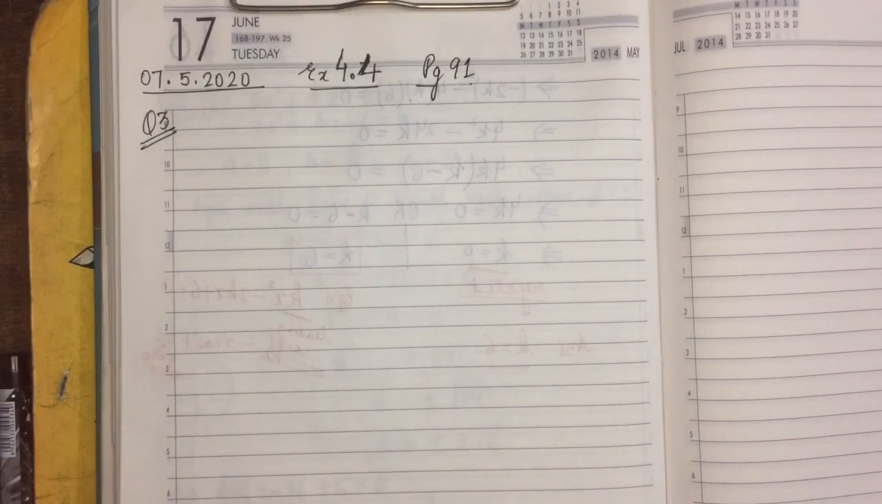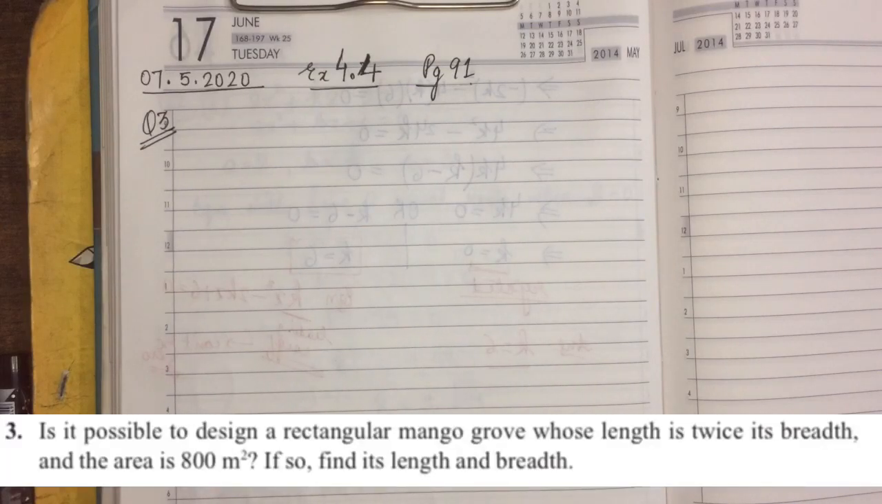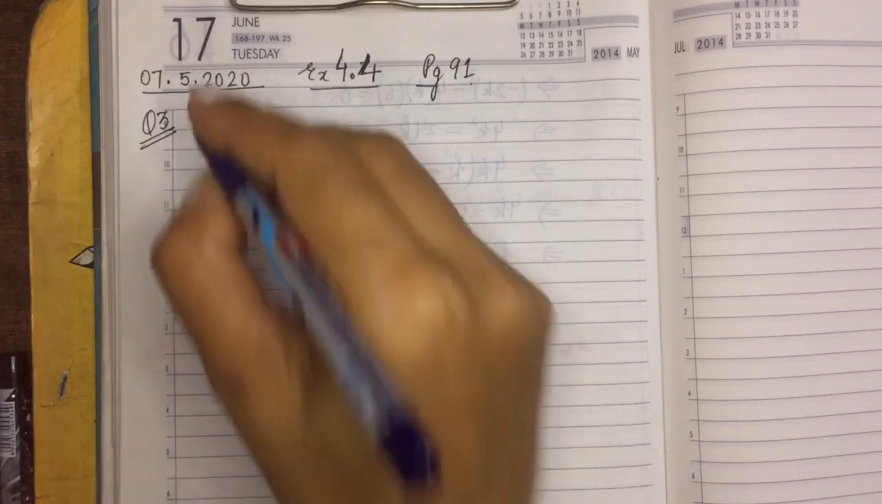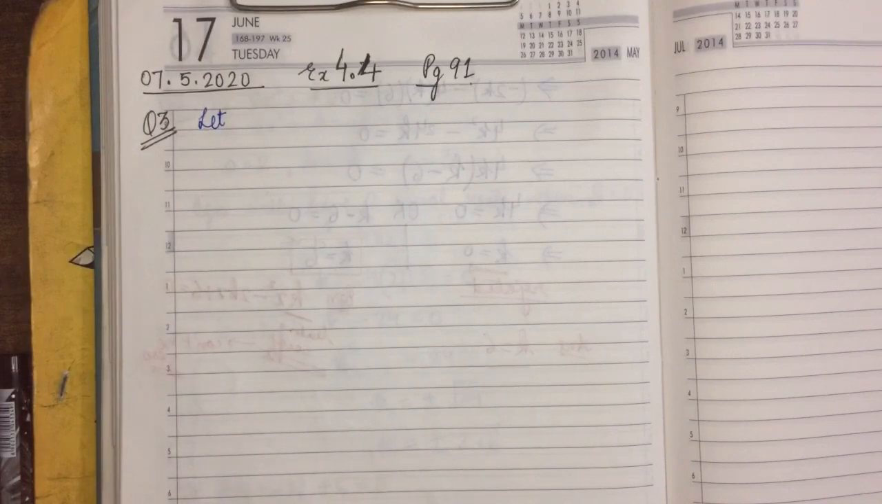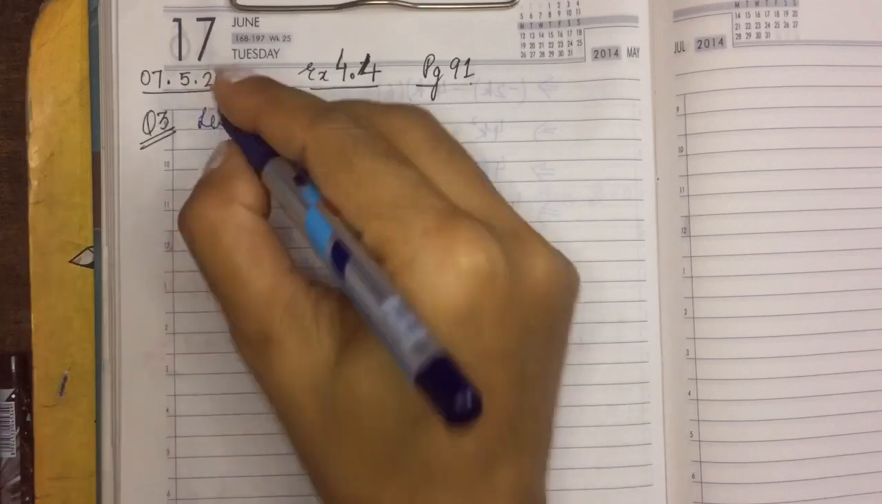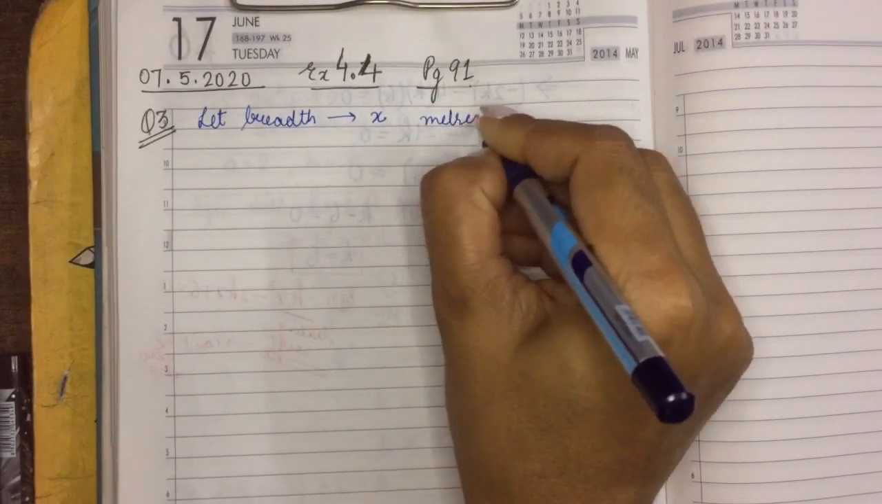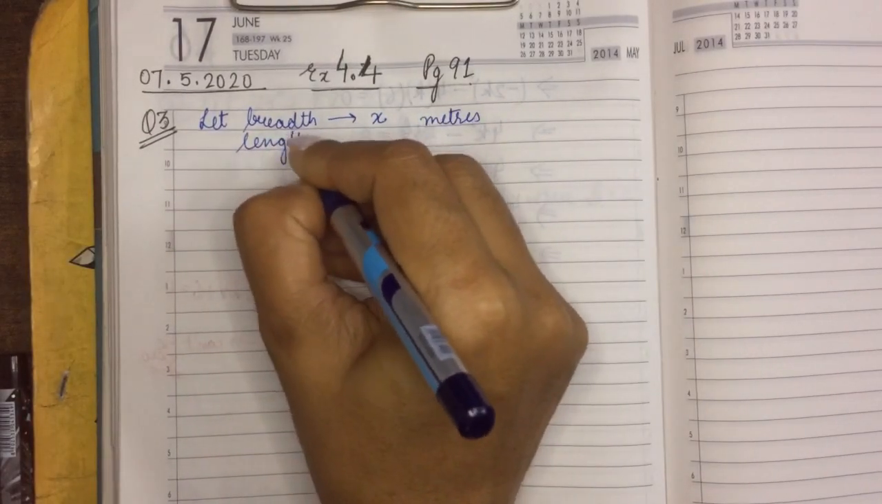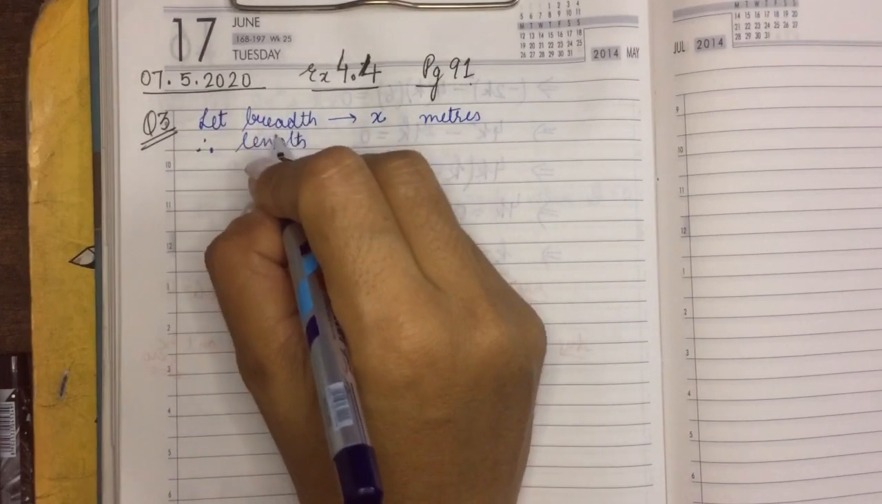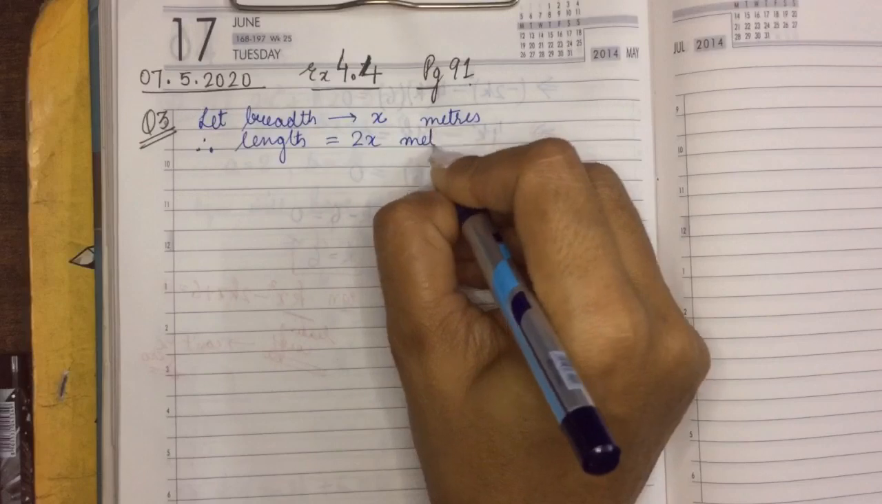Let's look at question number 3. Is it possible to design a rectangular mango grove whose length is twice its breadth and the area is 800 meters square? If so, find its length and breadth. So let us do the question the way we will normally do. We have to find out the length and breadth, and there is a relation given between the two. The length is twice the breadth, so I'm going to assume the breadth as x. The units are meters. Since the length is twice the breadth, length will be 2x meters.